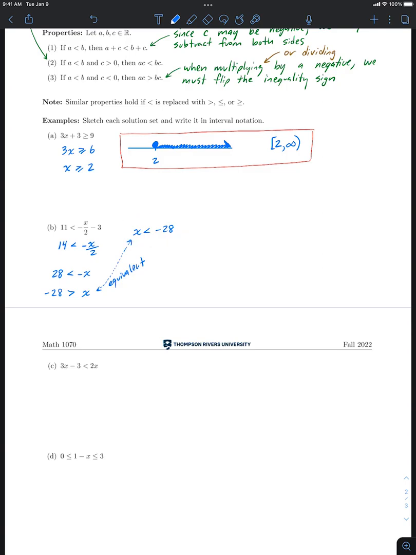Okay, but now let's sketch the interval. So x is less than negative 28, so let's just sketch negative 28, and we want all the numbers that are less than negative 28. So that's going to go on forever. And then since this is a strict inequality, we want an open dot on the negative 28, right? So that's going to be the sketch of our solution set, and in interval notation, we want negative infinity for our lower bound, since it goes on forever to the left, and then negative 28 for our upper bound, and it's a round bracket since we aren't including that point.